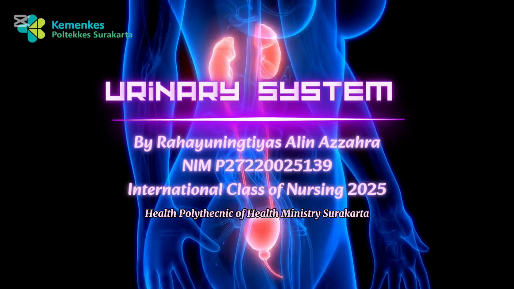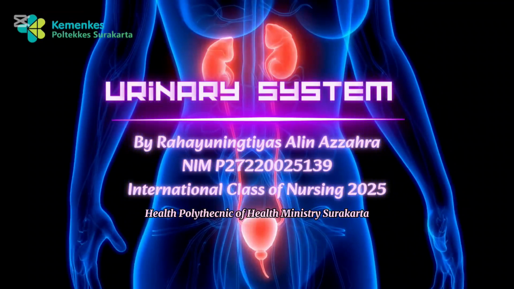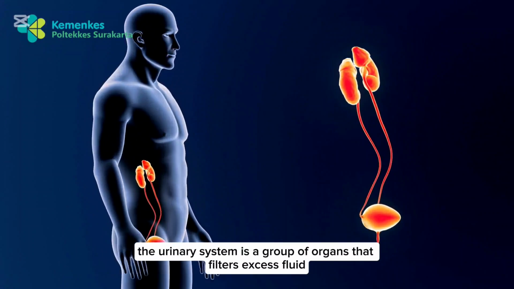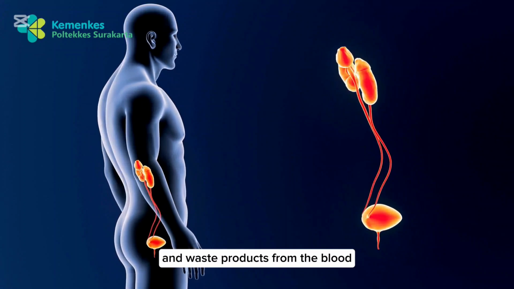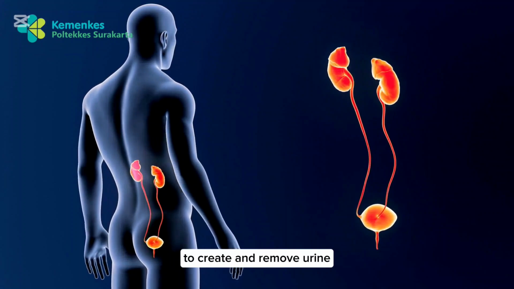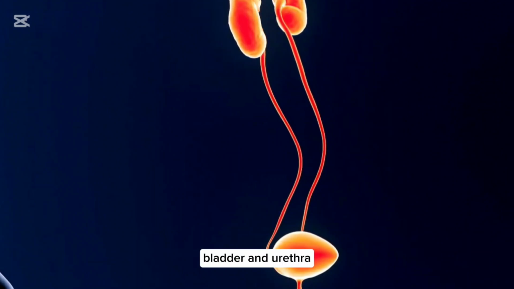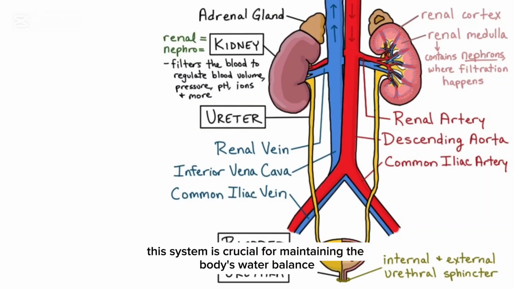I will explain the urinary system in our bodies. The urinary system is a group of organs that filters excess fluid and waste products from the blood to create and remove urine. It includes the kidneys, ureters, bladder, and urethra. This system is crucial for maintaining the body's water balance, blood pressure, electrolyte levels, and blood pH.